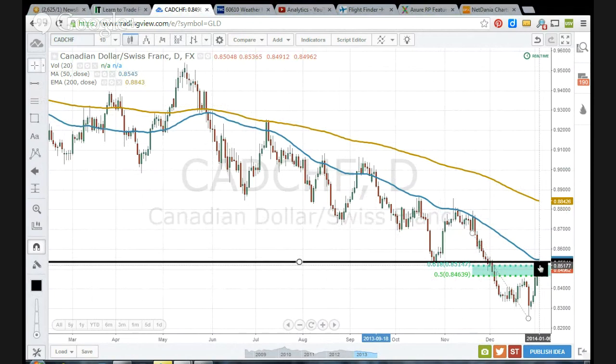So this is a trade that I think I'll be entering. I'm going to jot that down. Let's see. So we'll enter at 85.34.